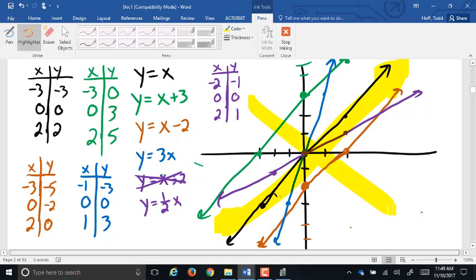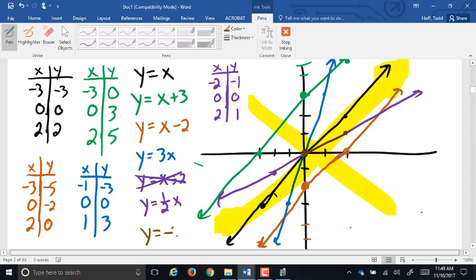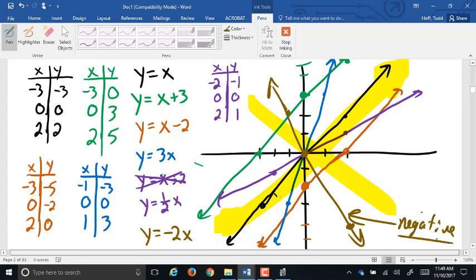How would I make it go down? There we go. Y equals -2x. If I look at that, if x is -1, y would be +2. X is 0, y would be 0. If x is 2, y would be -4 down here. You can see that slopes down. That's why we called this a negative relationship, is because it's a negative number multiplying x.